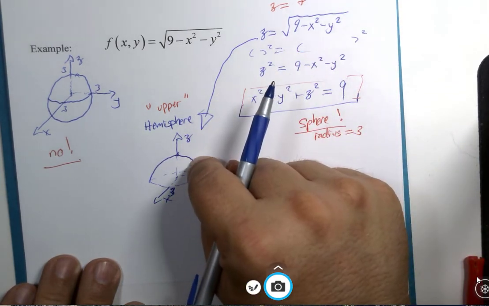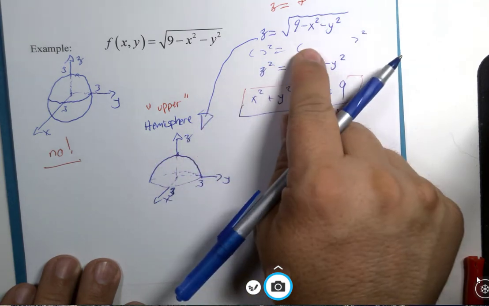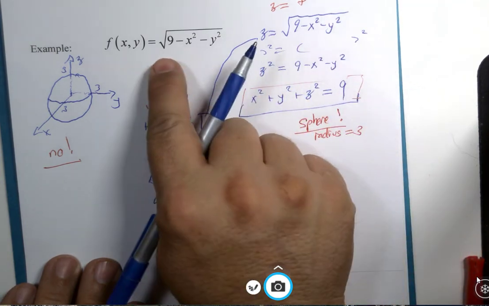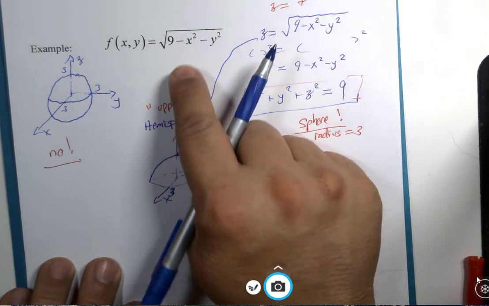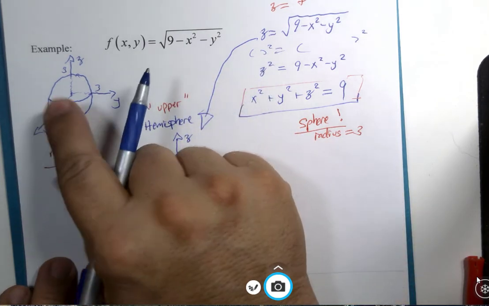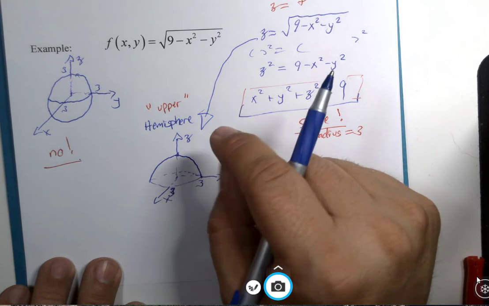I probably could generate other hemispheres if I solved for x or for y. But this one was solved for z equals. So it would be the upper hemisphere. Not this one, but this one.